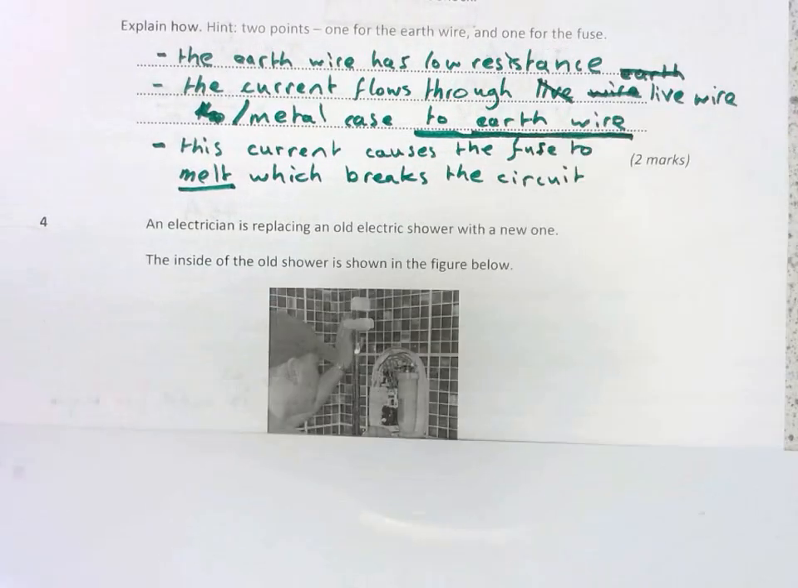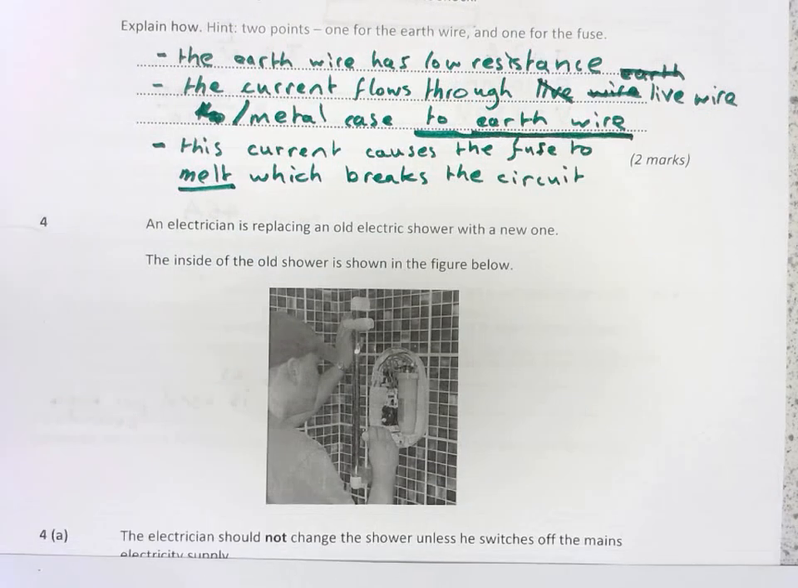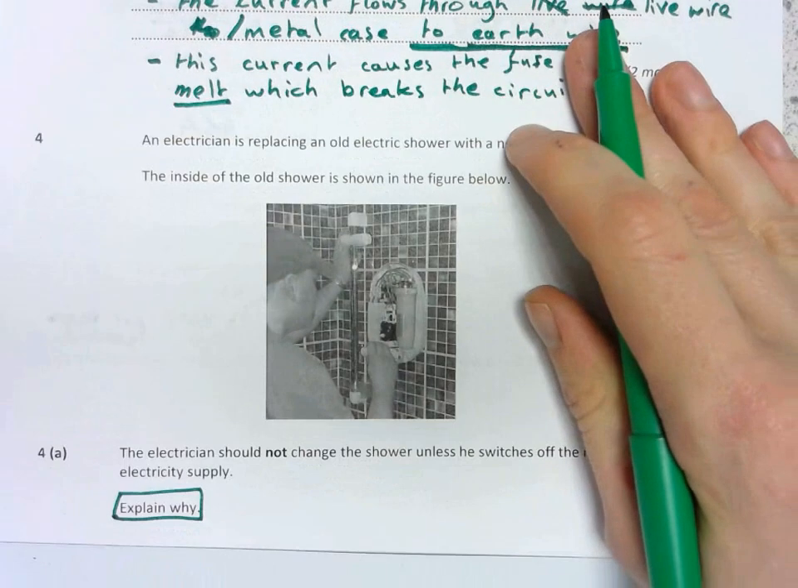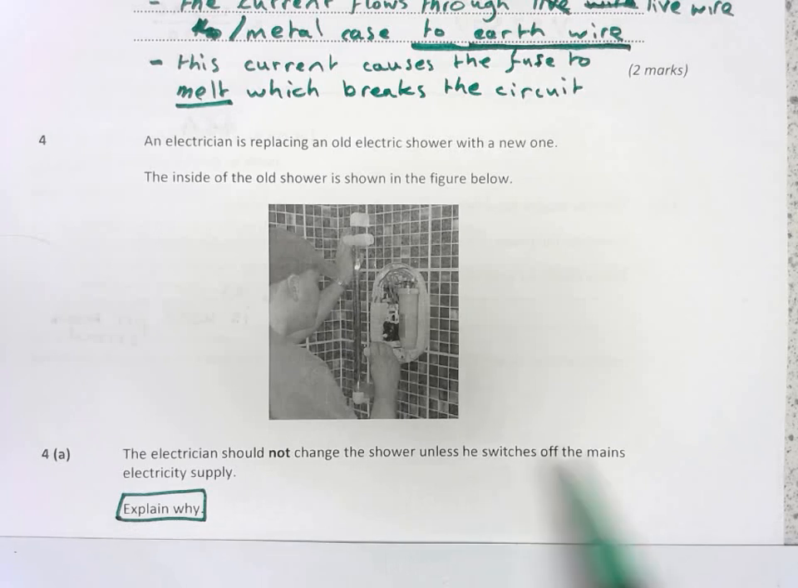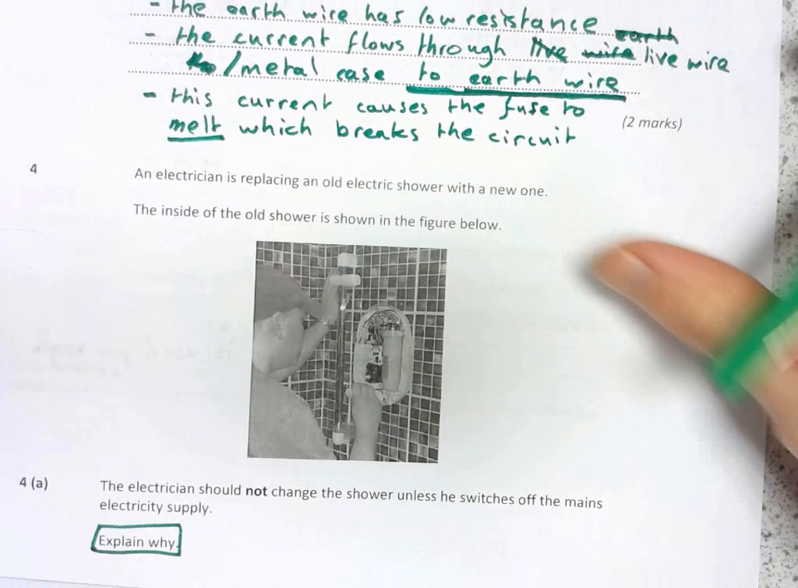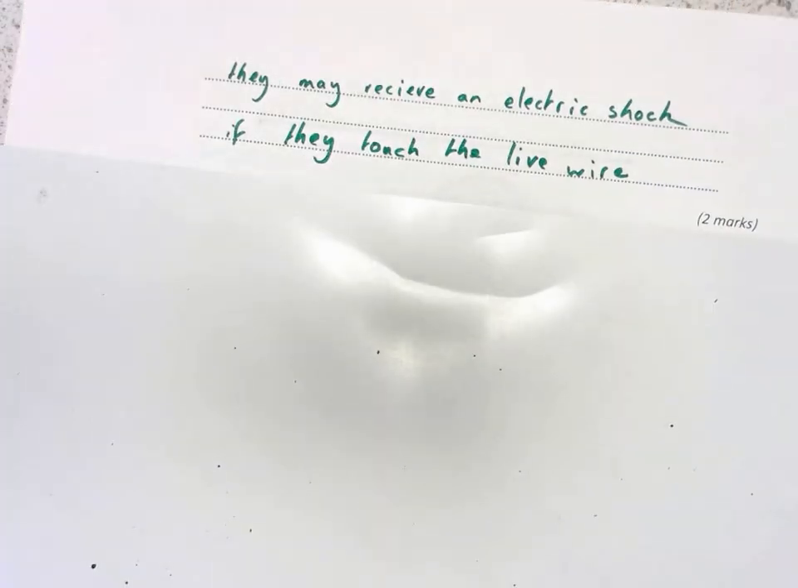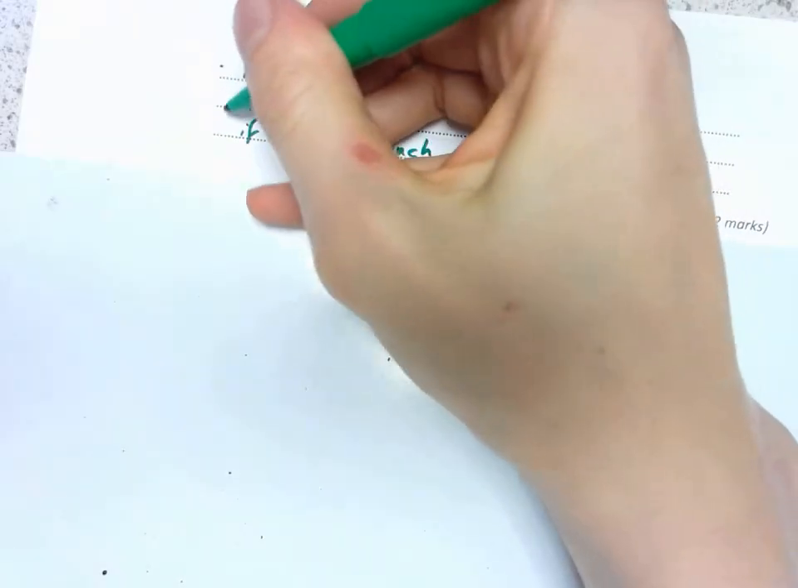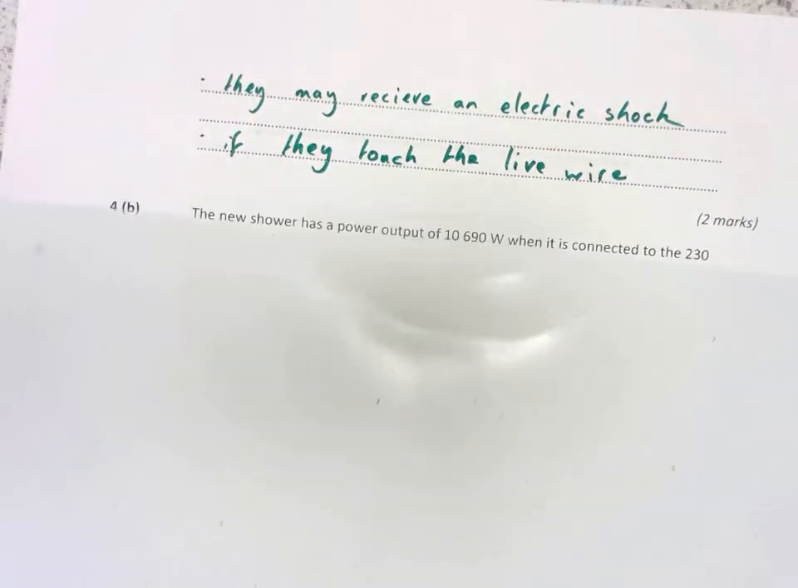We've now got an electrician replacing a shower. Explain why they shouldn't change the shower until they've switched off the mains. And the reason for this is, we've done this on the opposite page. They may receive an electric shock if they touch the wire. 1 mark for those two, each of those points.